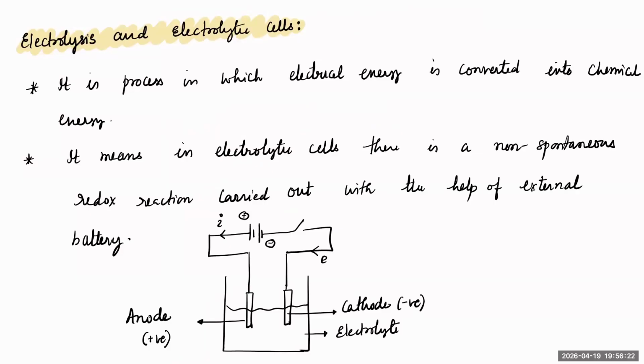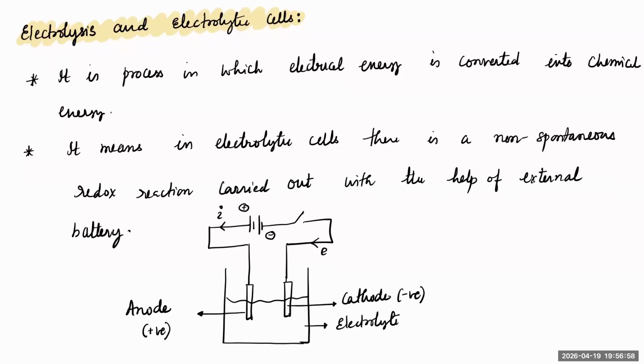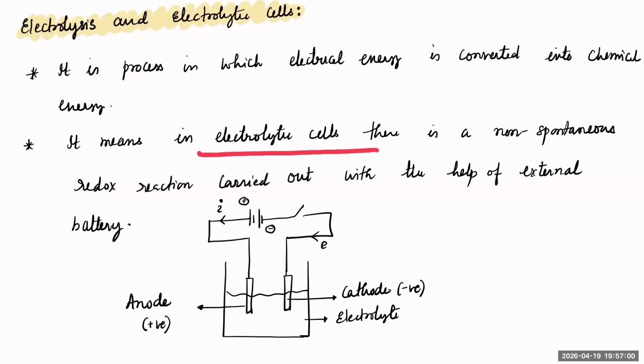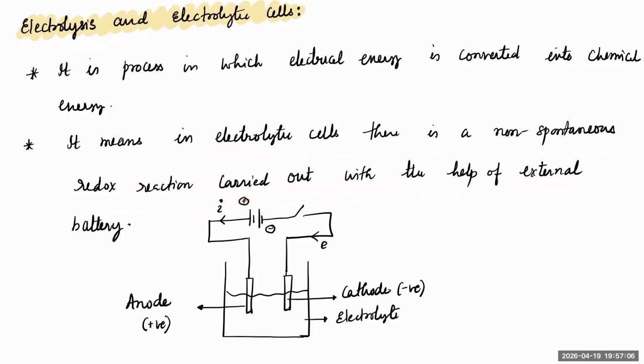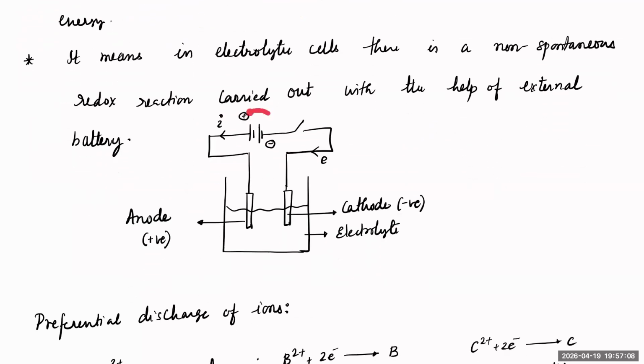Now let's learn about electrolytic cells. I told you about this before. Electrolytic cells are about converting a non-spontaneous reaction into a spontaneous form. It means that in electrolytic cells, a non-spontaneous redox reaction is carried out with the help of an external battery source.